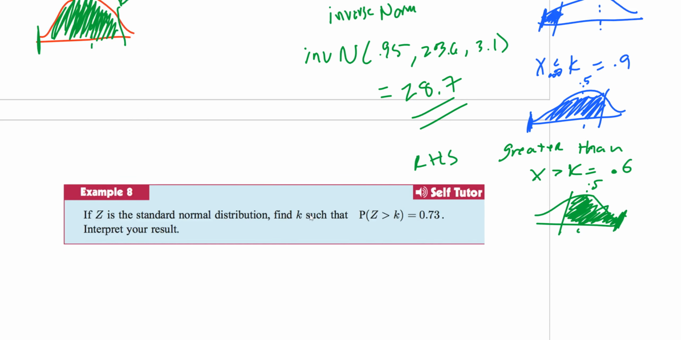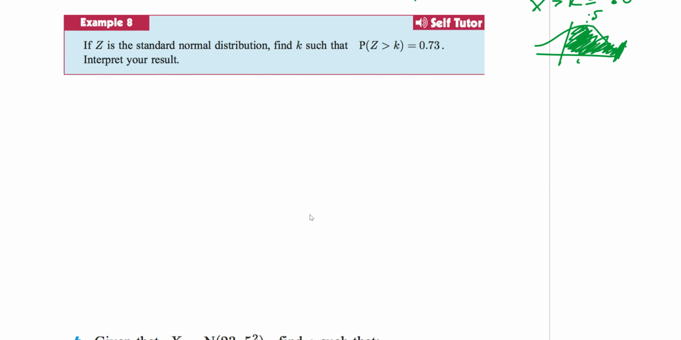So let's do another one that's a little tougher. The one right here: Z is a standard normal distribution. So see that right there? I love this problem. I didn't even know I picked it, but so good. Z is a standard normal distribution. You know what that means? Notice I didn't give you any mean or standard deviation.